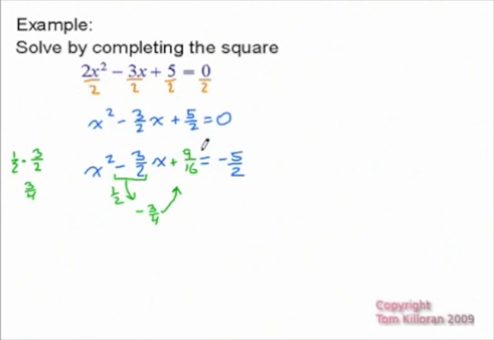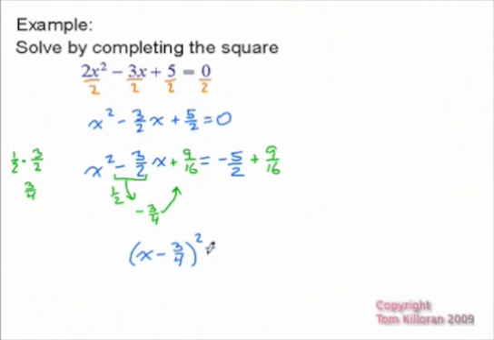Now we just added 9/16 to the left hand side of the equation, so we better come over here to the right and also add 9/16 to balance the equation out. Alright, what this does is it creates a perfect square on this side of the equation. We're going to have x minus 3/4 all squared now on the left.